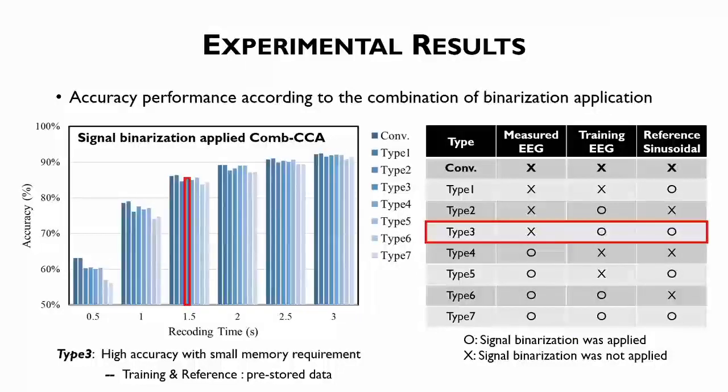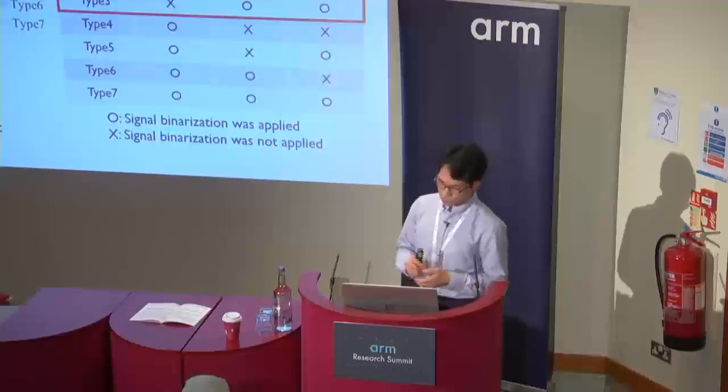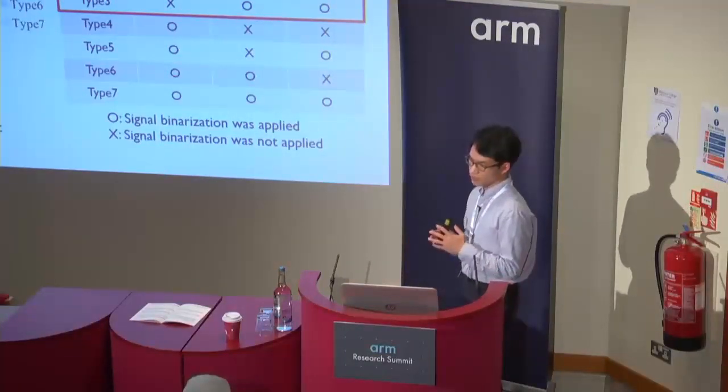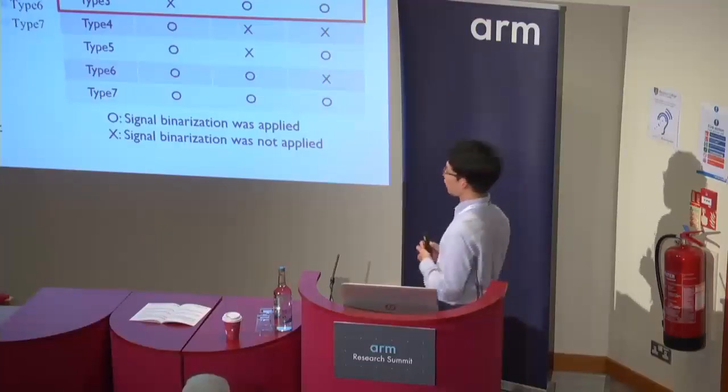This signal binarization can be applied to 3 data sets in the combination CCA. We found that the type 3 has a high accuracy with small memory requirement because the training data and the reference data should be pre-stored in the memory. And the signal binarization for these 2 data sets can reduce the memory requirement.